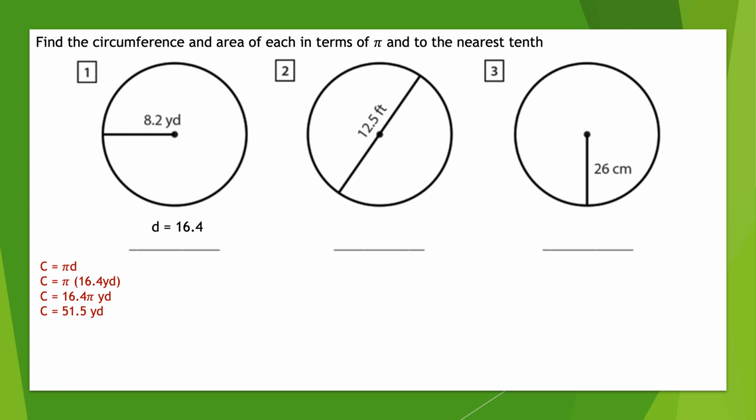Now, as far as the area goes, that's a different formula. That's pi r squared. So remember, cherry pie is delicious. Apple pies are too. So area is pi times the radius, which is what they gave you in the picture, 8.2 squared. So that would be 67.24 pi if I left the answer in terms of pi. And if I convert to the nearest tenth, then I multiply by 3.14 and I get 211.2. Okay, let's have you try the next one, number 2, circumference and area. Then we'll go over it.